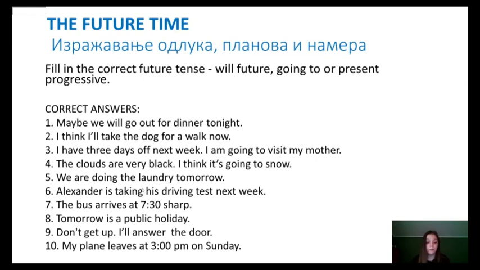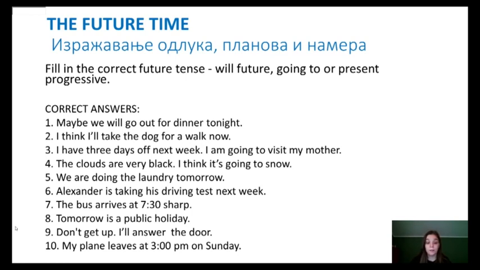5. We are going to do the laundry tomorrow. This is an intention. Planned action. Dakle, sutra ćemo oprati veš. 6. Alexander is taking his driving test next week. This is an arrangement in the future, so we know the exact time and place this event is taking place. 7. The bus arrives at 7:30 sharp. We are using present simple for this example, and this is an example of a scheduled event. Dakle, ovaj događaj se događa svaki dan u isto vrijeme.